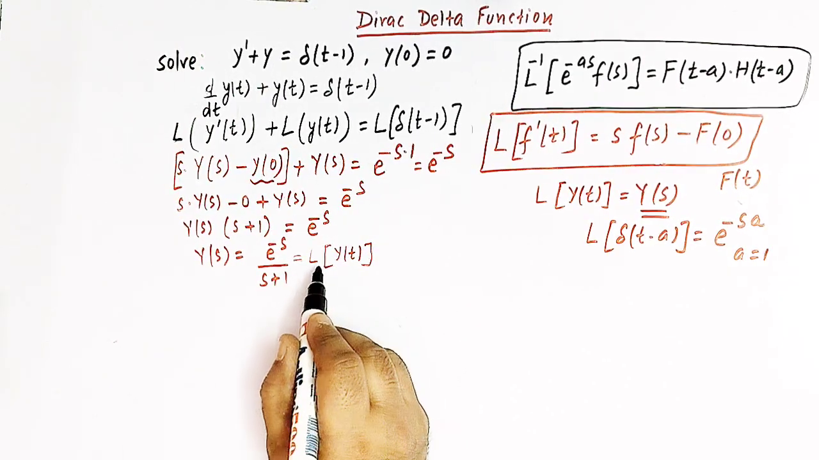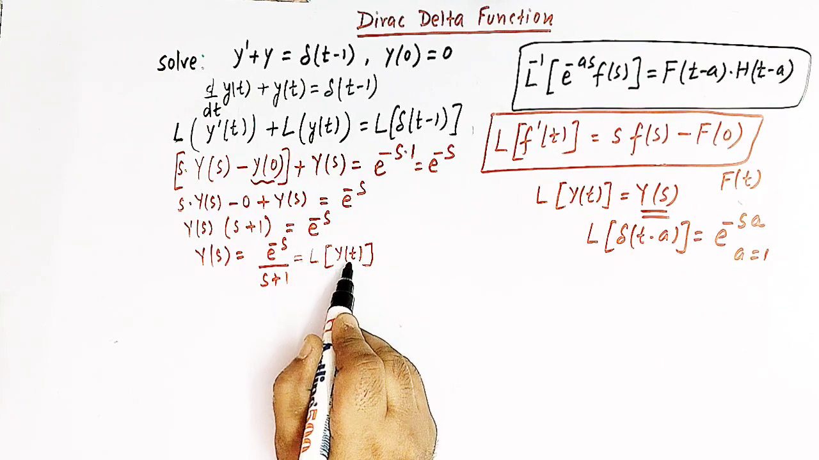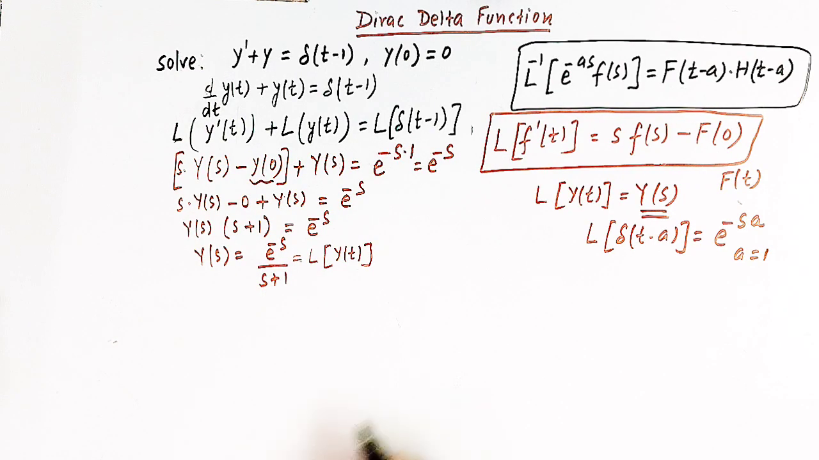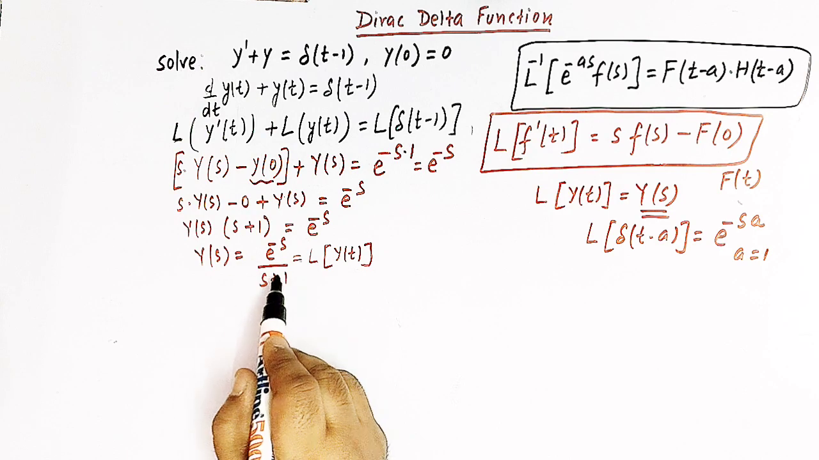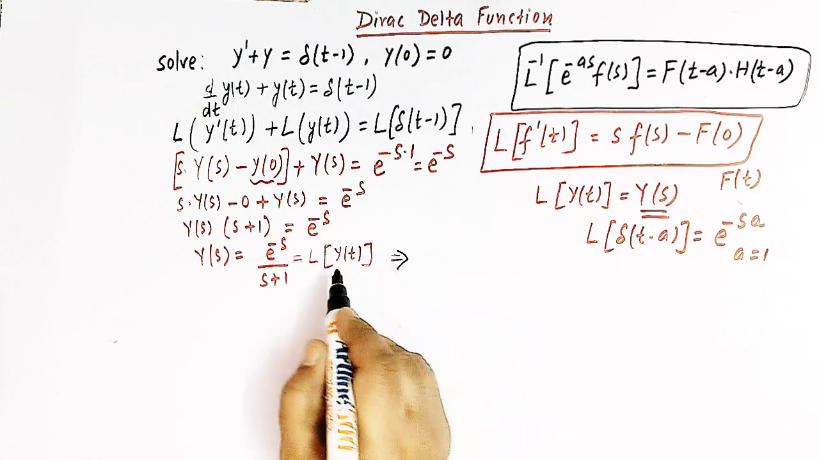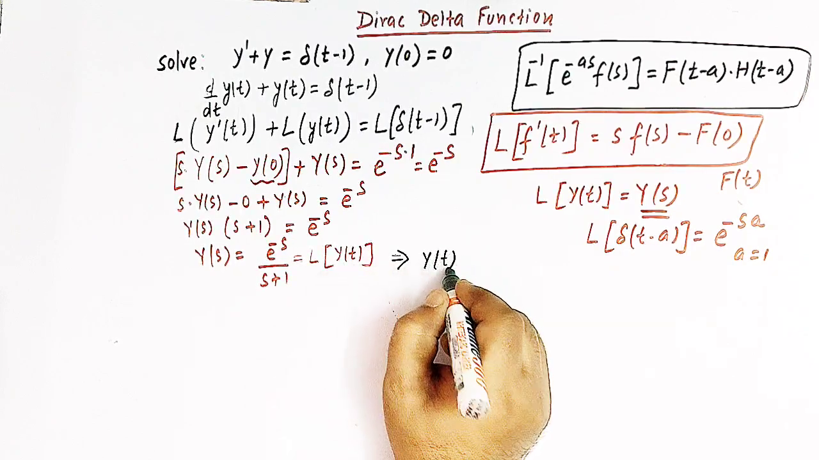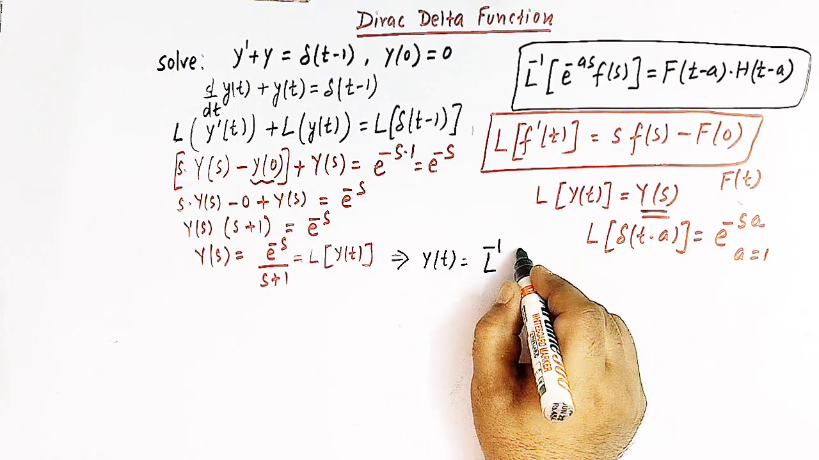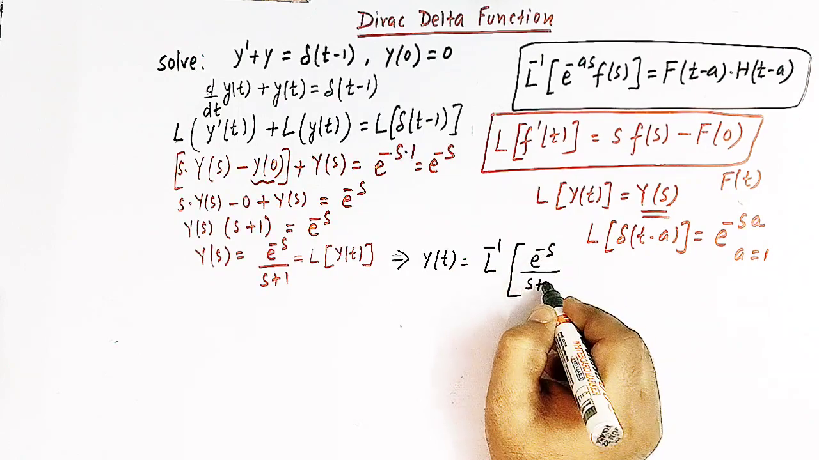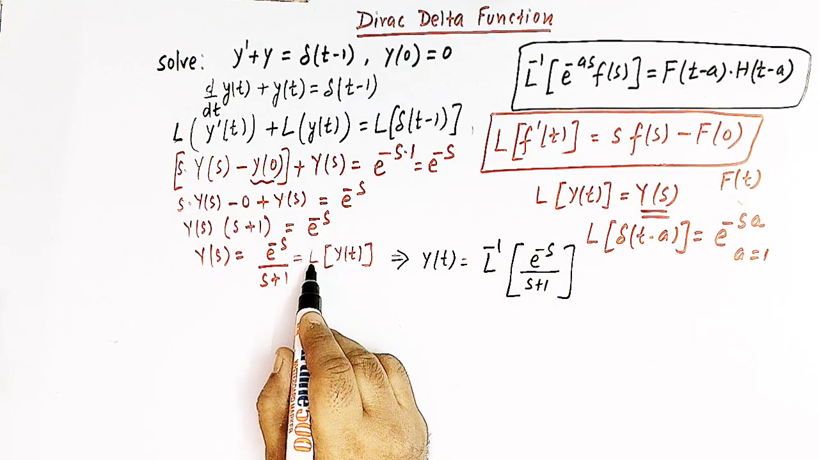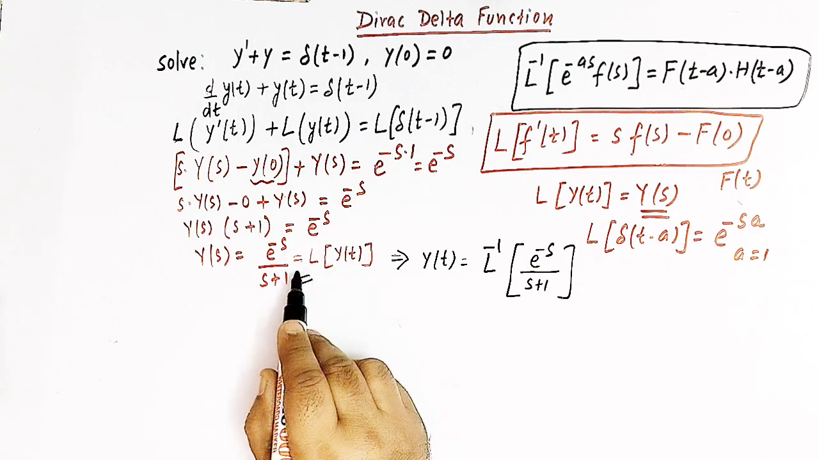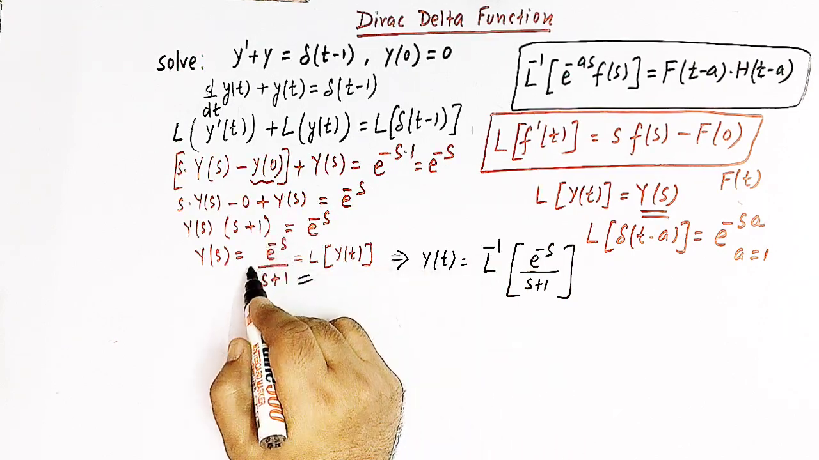So now we have obtained the Laplace transform of the function y of t as e raised to minus s over s plus 1, right? So let us now compare this expression with this one. Because from here we can write y of t as the inverse Laplace transform of this function, that is e raised to minus s over s plus 1.